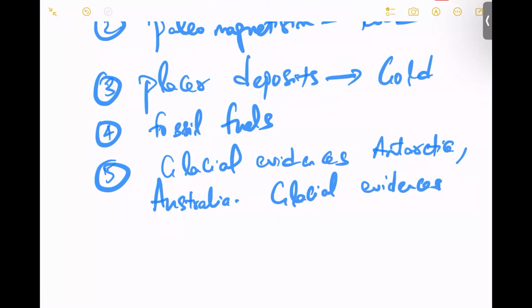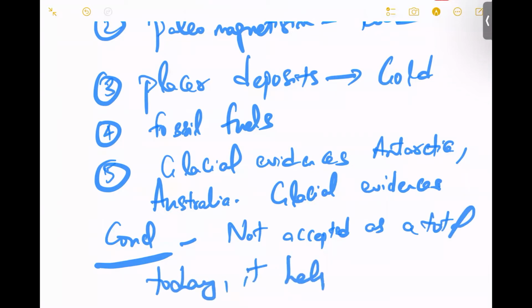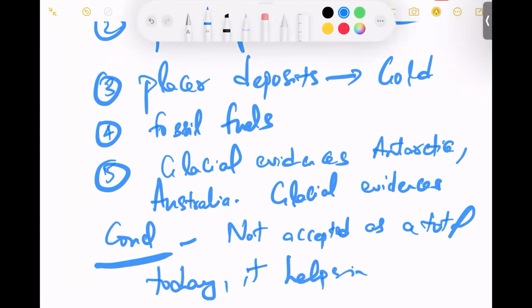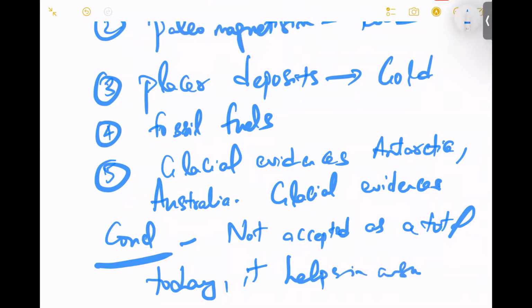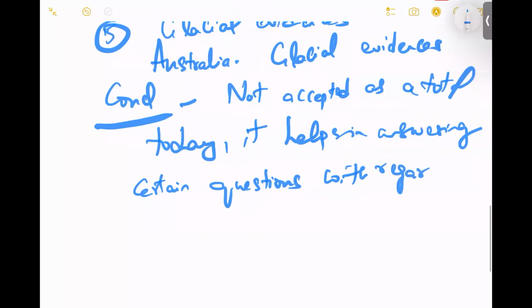Okay, and then finally you can say in the conclusion that though this theory is not accepted as a total entity today, it helps in answering certain questions with regard to Earth's evolution. So that can be your answer.